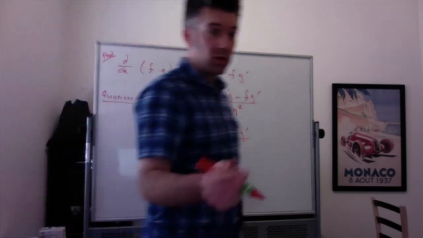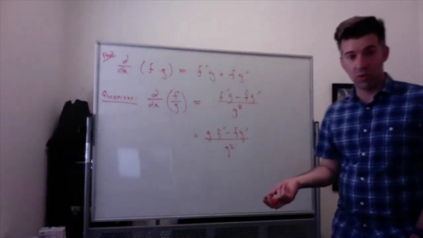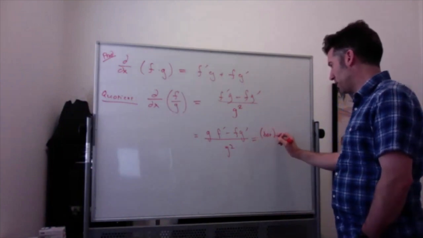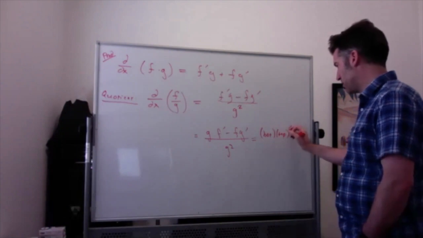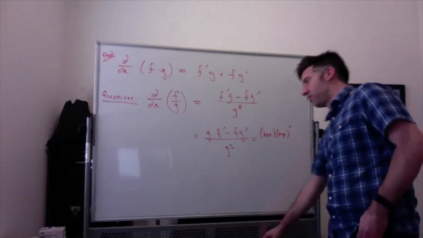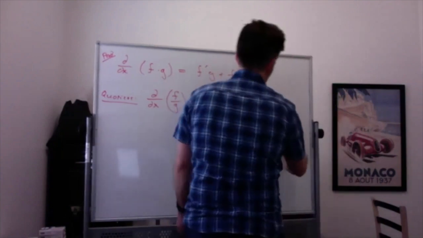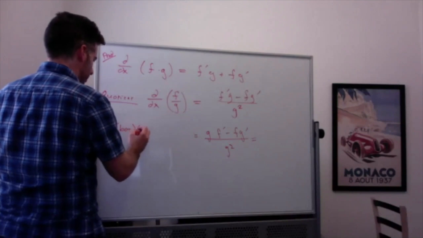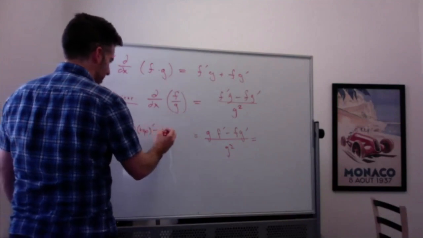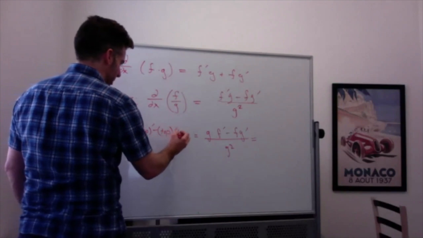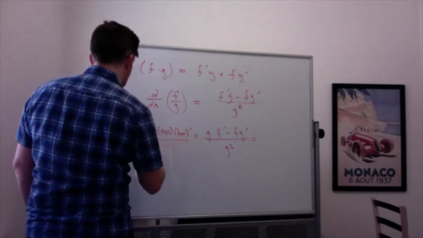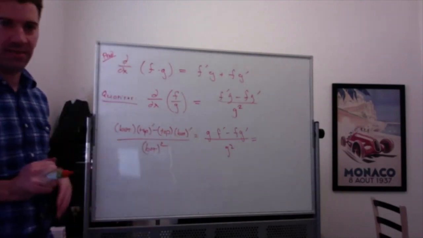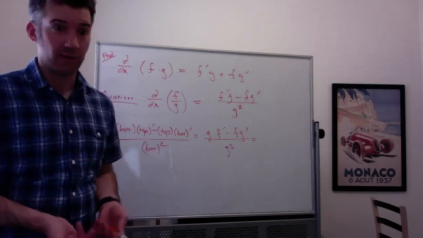Because again, order of multiplication doesn't matter. Order of subtraction definitely matters. So I'm thinking of this as the bottom times the derivative of the top minus the top times the derivative of the bottom all over the bottom squared. That's the way I say it in my brain. You can do whatever you want as long as it works.